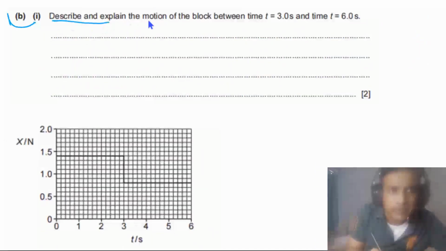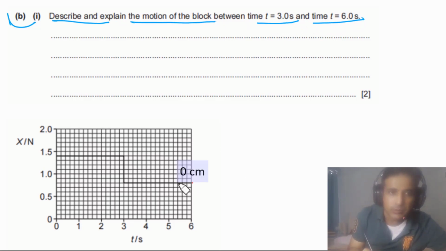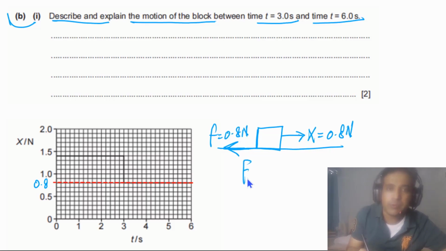Part B1 says describe and explain the motion of the block between time t equals 3.0 seconds and t equals 6.0 seconds. So if we look at the applied force on the block in this interval of time, applied force is equal to 0.8 newtons. On the block we have applied force X, and this is equal to 0.8 newtons. And also there is friction, and frictional force F is also equal to 0.8 newtons. It simply means that the resultant force on the block is equal to 0.